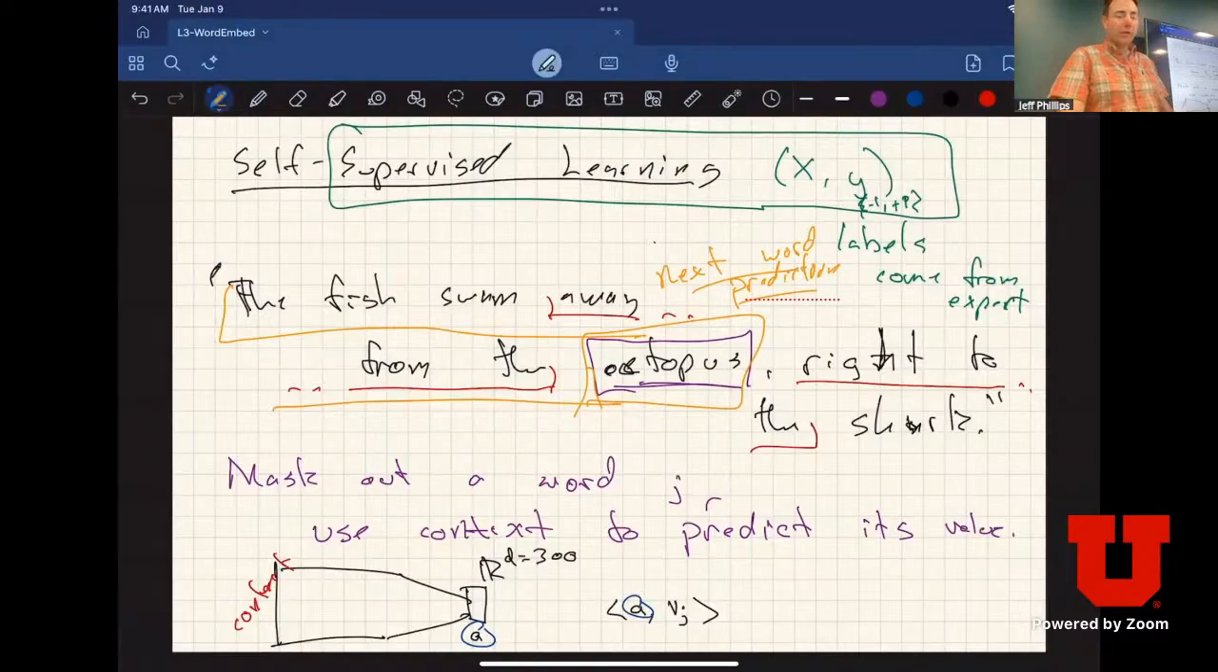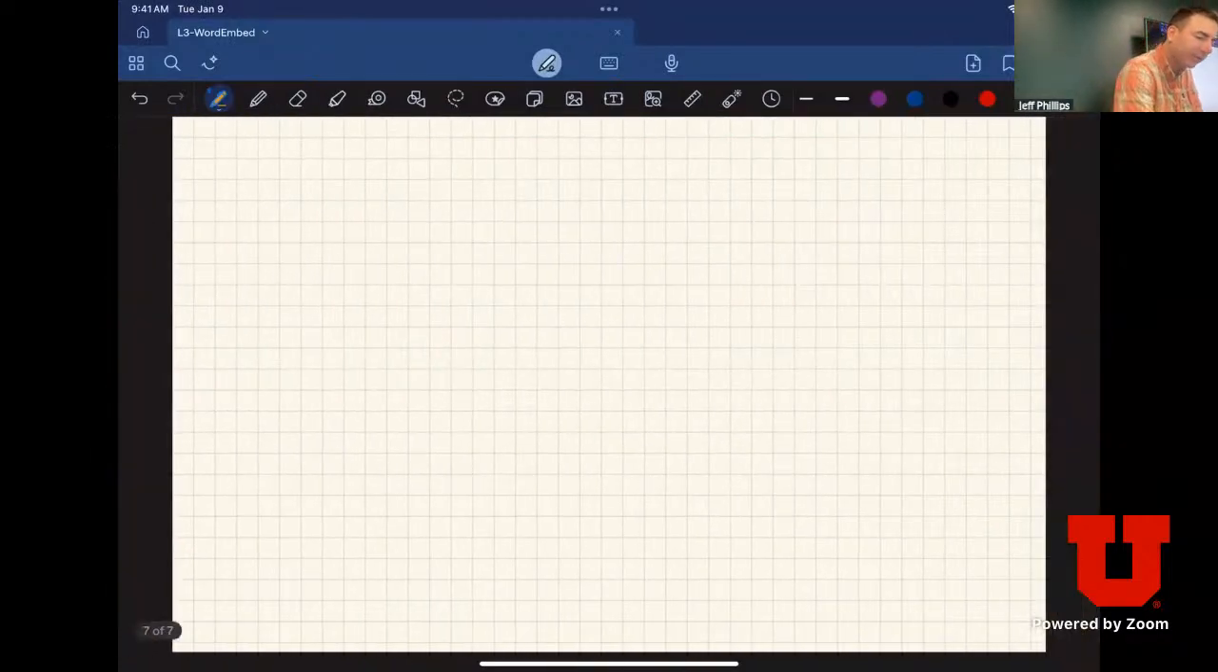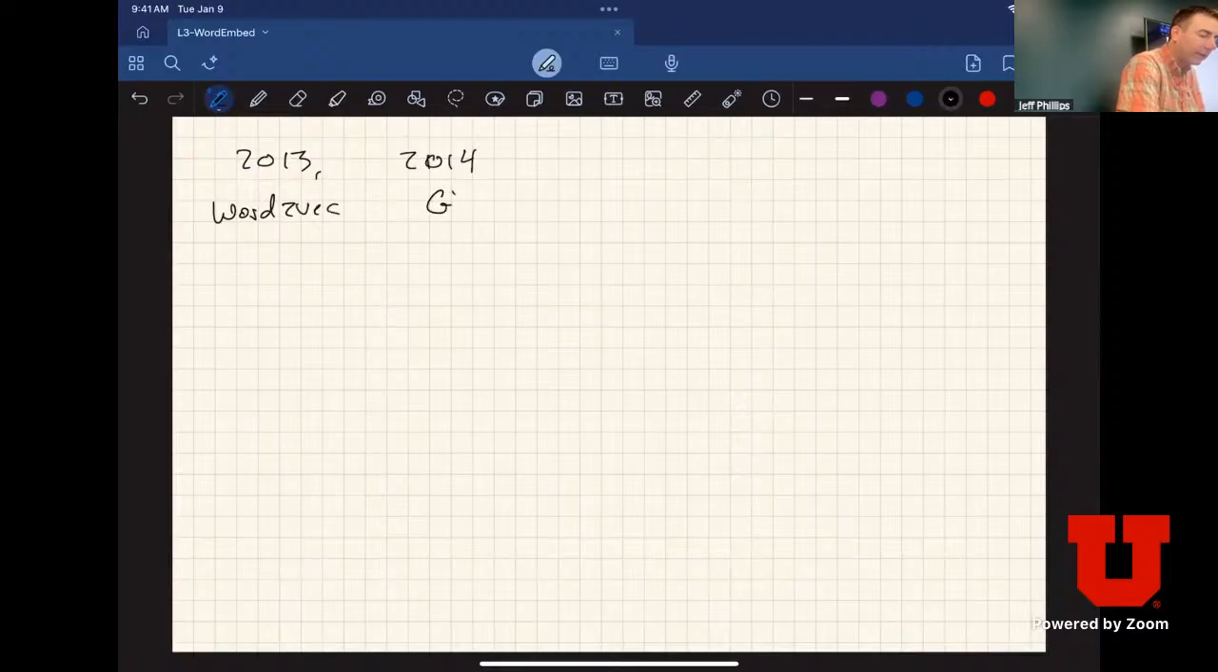All right. So this was basically how they built these two methods, which led around 2013 and 2014 to two models, Word2Vec and GloVe. Word2Vec came out of Google, and GloVe shortly after came out of Stanford.